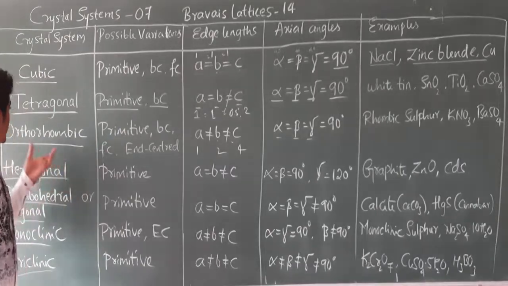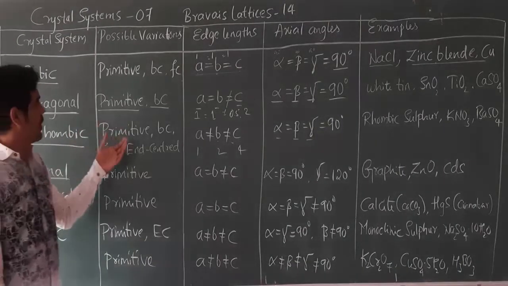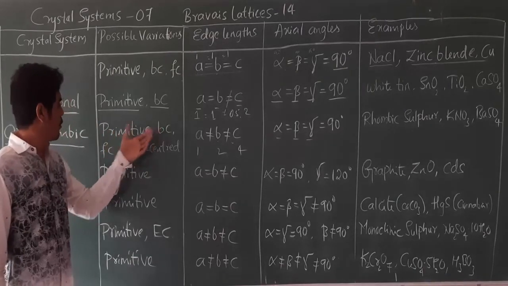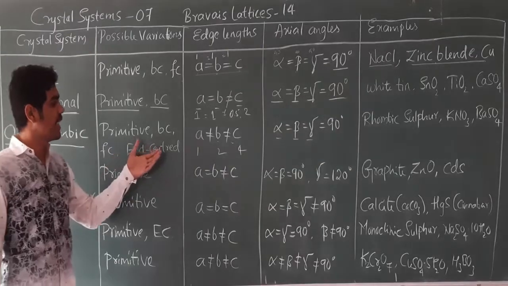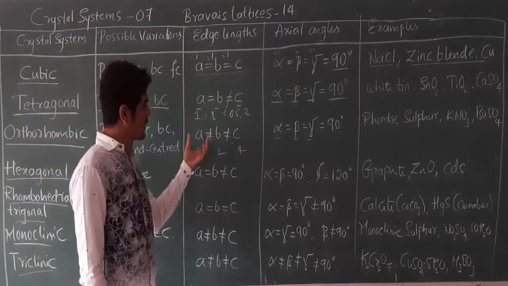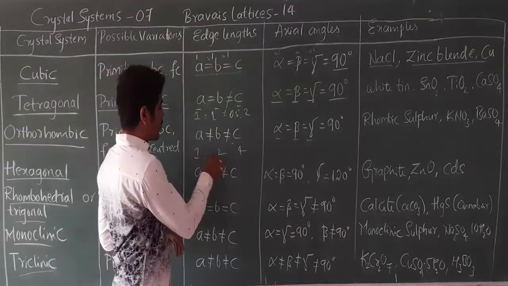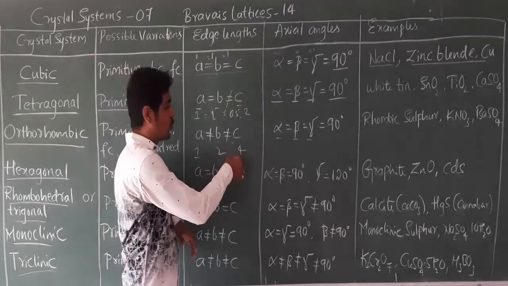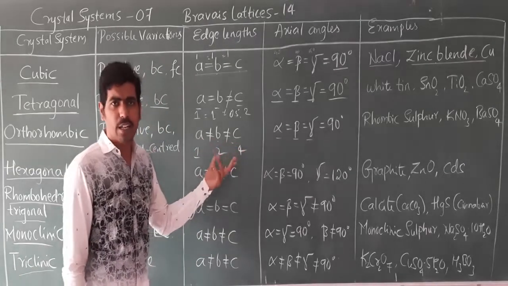The next crystal system is the orthorhombic crystal system. Here the possible variations are primitive, BC, that is body centered, FC, face centered, and end centered unit cell. And for the edge lengths, A is not equal to B and B is not equal to C. If A is equal to 1, then B may be 2 and C may be 4. So all have different values.